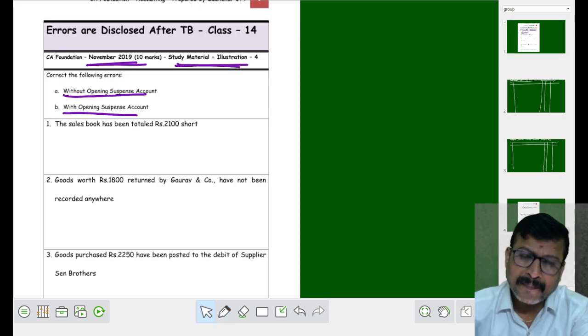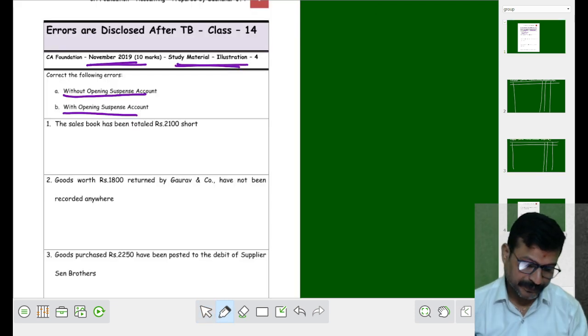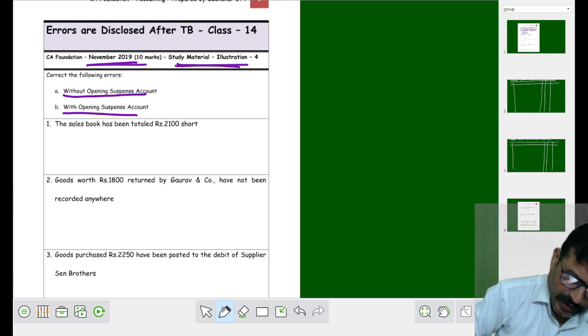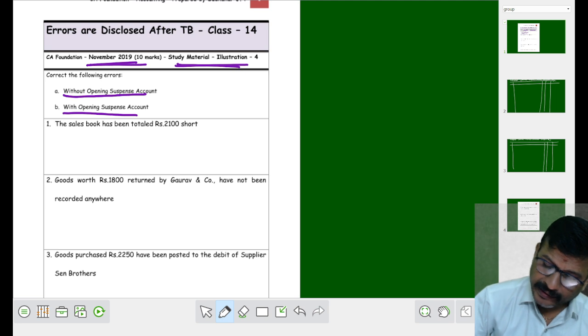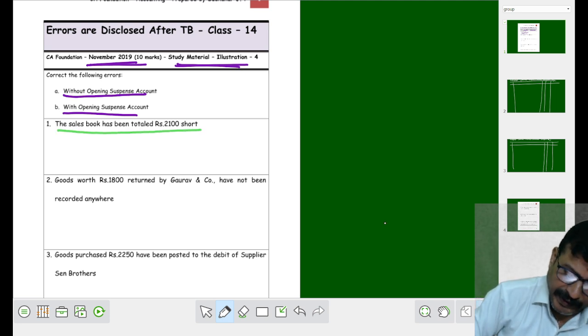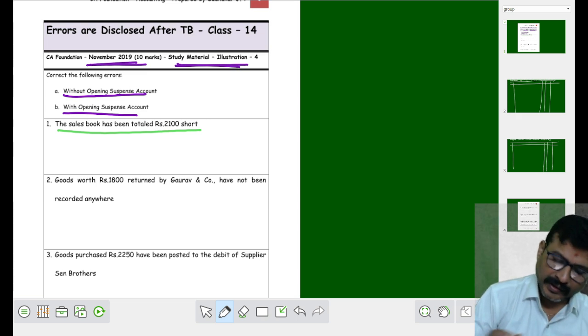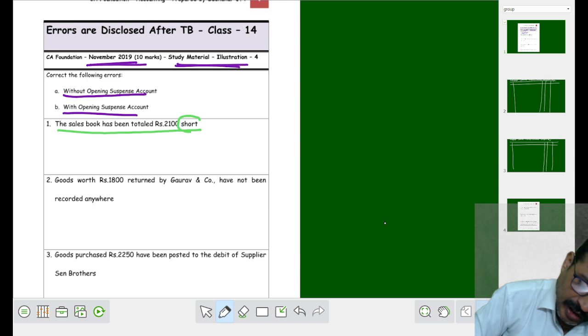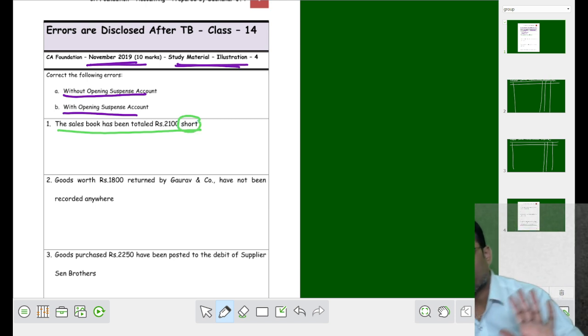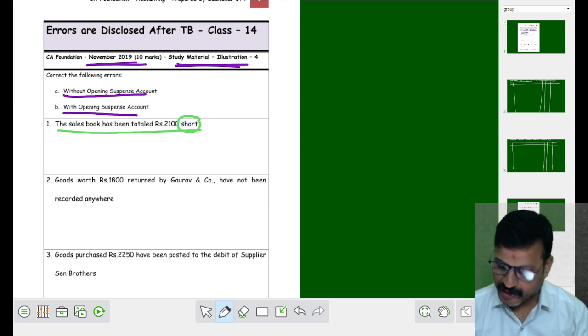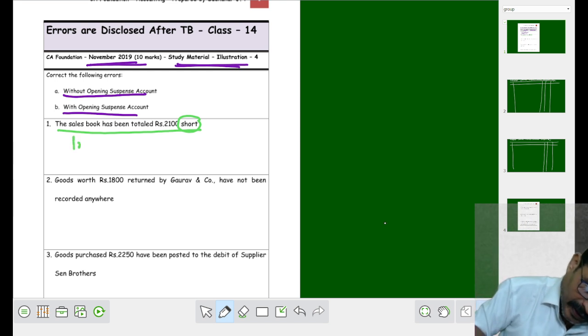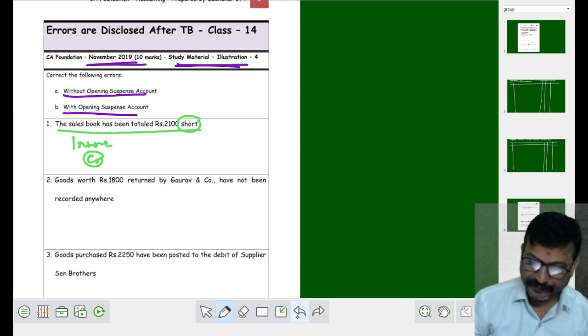Shall I read the problem? See here. What to do? The sales book has been, क्या हुआ इधर? The sales book has been totaled 2100 short. ओ सेल्स बुक में क्या हुआ इधर? शॉर्ट हुआ. First with suspense account I teach you. बाद में without suspense. Sales book means what? Income. Income means what? Credit.